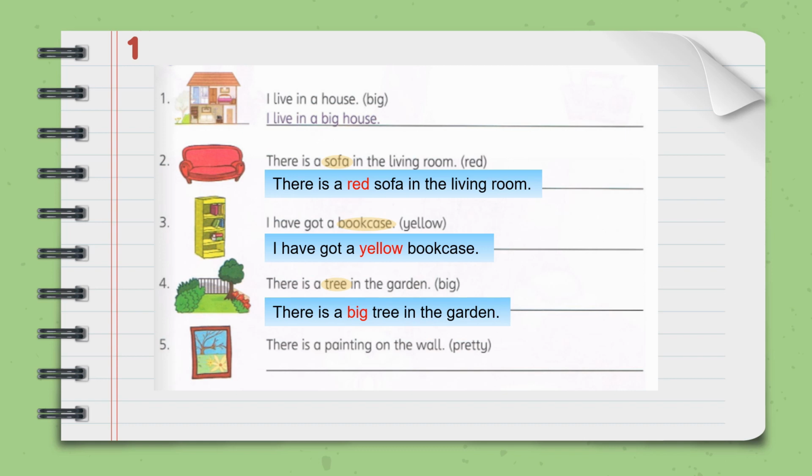And for sentence number 5, the noun is painting. So the sentence would be, there is a pretty painting on the wall. Did you manage to get it all correct? Well done.